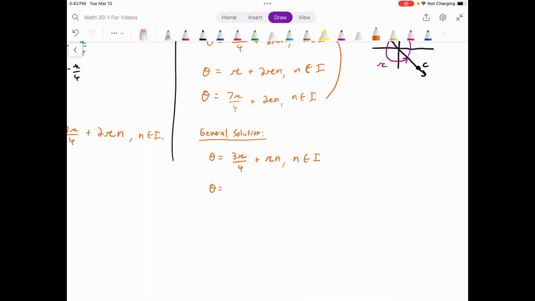We're going to have to say theta could be 3 pi over 4 plus pi n, or it could be pi plus 2 pi n, as long as n is some integer. And there we go. That's general solutions, right? Add 2 pi's to make coterminal angles.